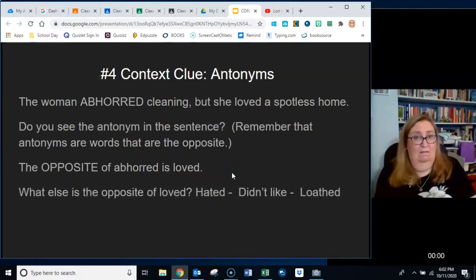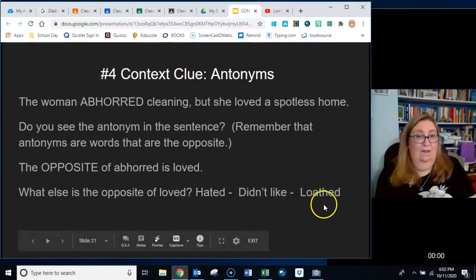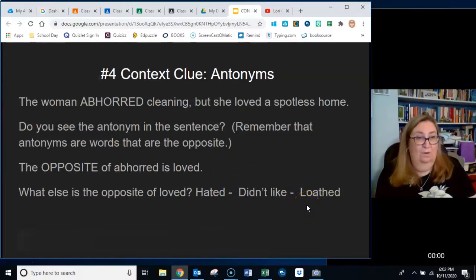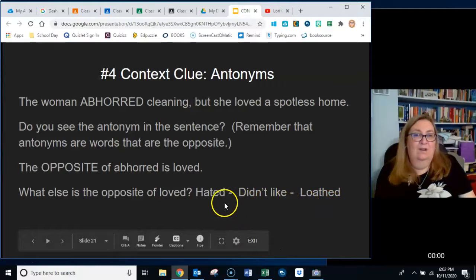Hated, didn't like. A big word for hated is loathed. I loathed cleaning. So let's try, we know what hate means. It's the opposite of loved, hated. So let's try this word in place of abhorred.